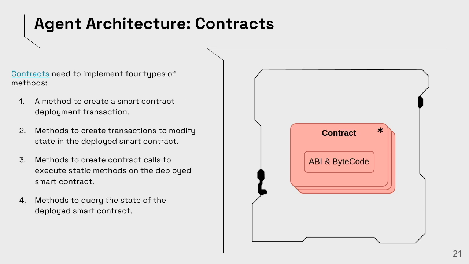Contracts need to implement 4 types of methods. First, a method to create a smart contract deployment transaction. Next, methods to create transactions to modify the state on the deployed smart contract. Also, methods to create contract calls to execute static methods on the deployed smart contract. And finally, methods to query the state of the deployed smart contract.